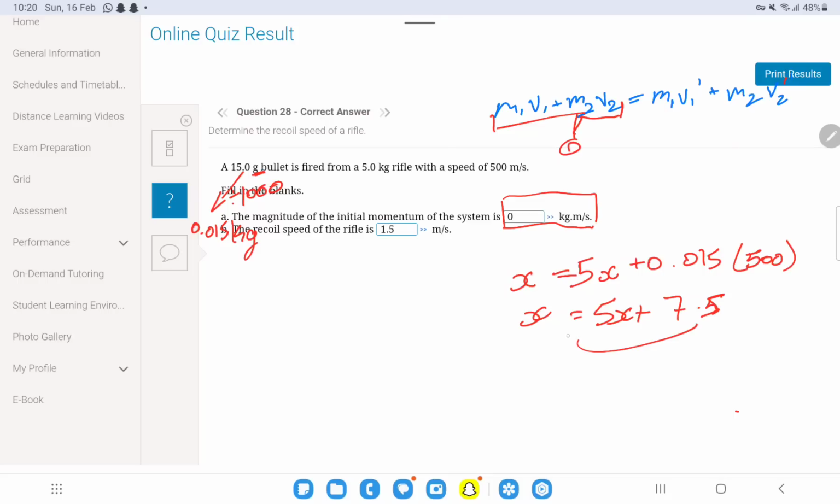You move it to the other side. Sorry, this first side is 0, not x. So minus 7.5 equals 5x, minus 7.5 divided by 5 is minus 1.5 equals x. They want the speed, scalar, so only magnitude, so only the number, and it's 1.5.